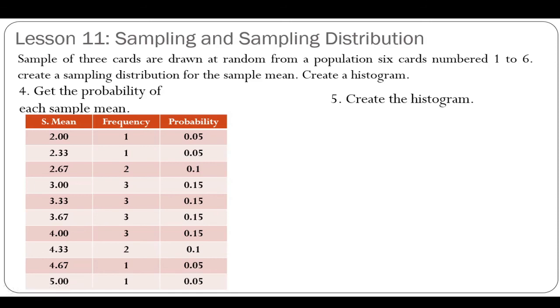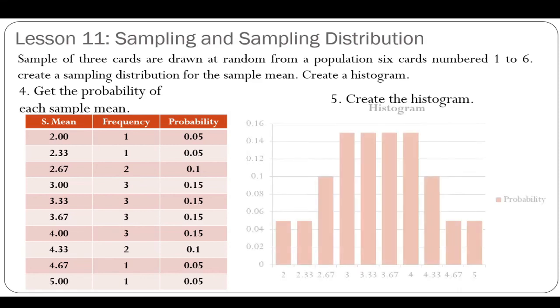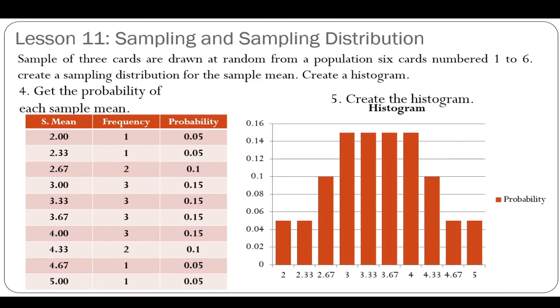Ayan. Once na meron na tayo nitong nakuha na natin yung mga probability, we can now create the histogram. Ayan yung histogram niya. And it looks like a what? A normal curve. Bakit? Kasi pantay-pantay yung distribution niya from 1 to 6. Ayan. So, pa-curve siya. Nakuha niyo ba yung tamang sagot?